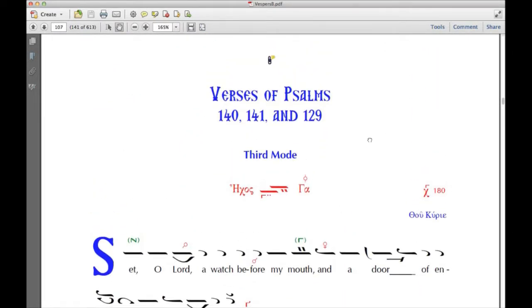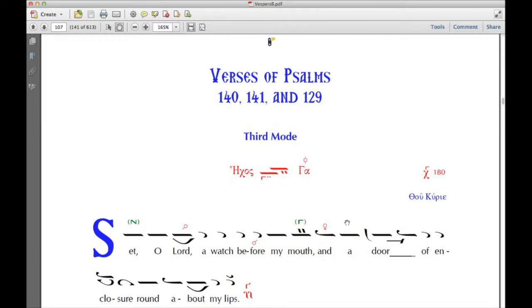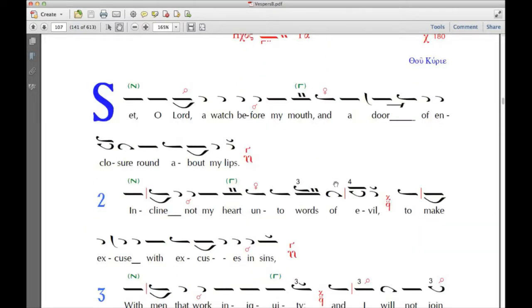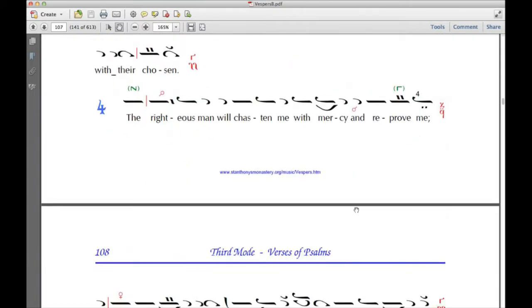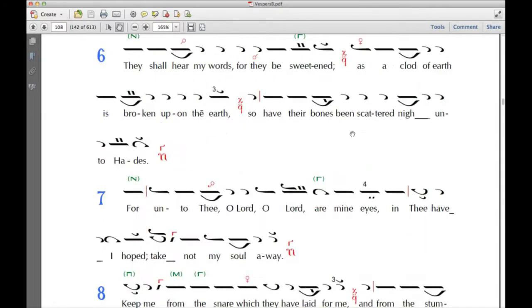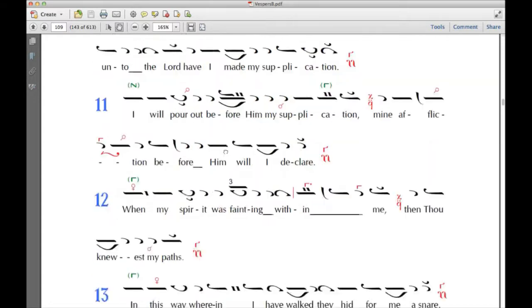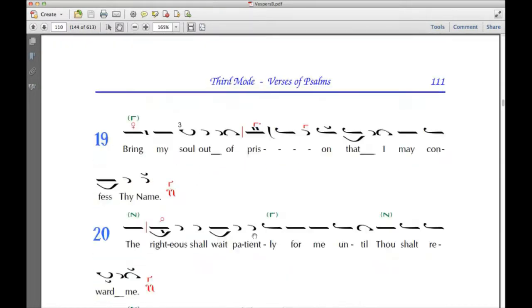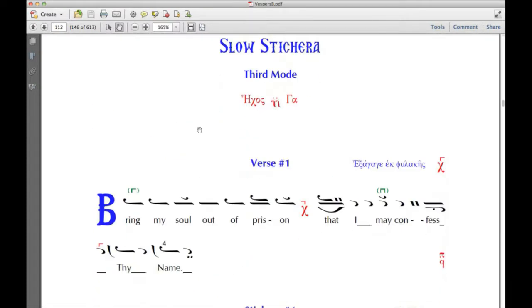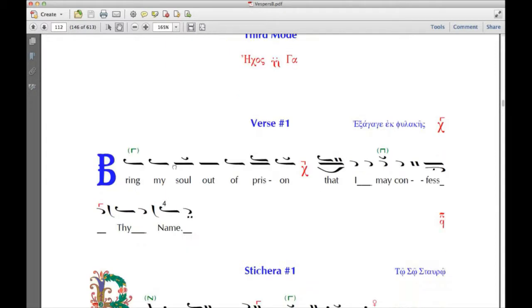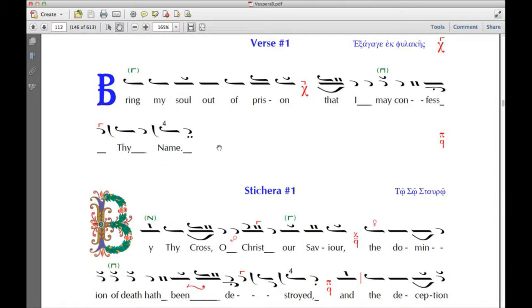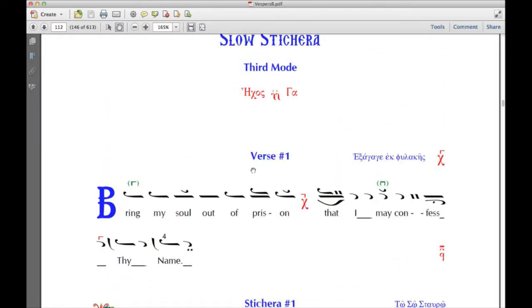Would people rather do the verses of the Psalms, like let's say the third page? Yeah, the verses of the Psalms before that, the quick ones. There could be 22 of them. So it's a question of, do we just sing through them quickly, or do we skip them and just go straight to the slow Stichera? I say go to the Stichera. Okay, that's what I vote for. What does the audience want?